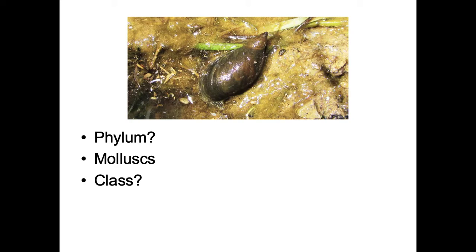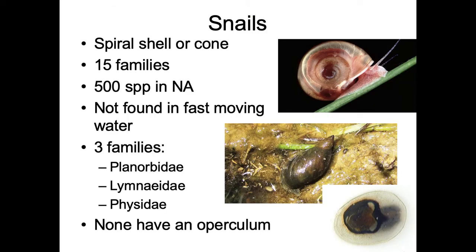You can pause it if you want a chance to think about it for practice here. So Gastropoda is the class. These are our snails. They all have spiral shells, or cone-shaped shells. There are 15 different families that are freshwater species, 500 species in North America. They're generally not found in very fast-moving water.